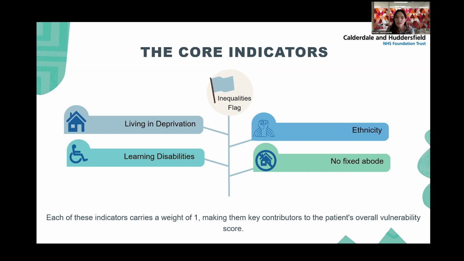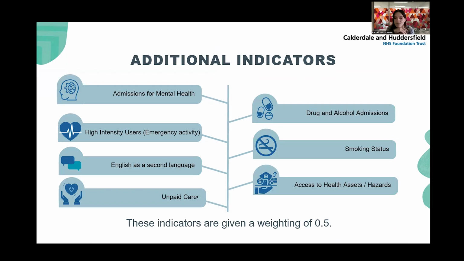Each of these indicators is given a weight of 1 when they're put into the calculation to give the vulnerability score. Next slide, please. But then we also have the ability to include additional indicators as well, and we give these a weighting of 0.5 when they go into the score. So this could include things like record of admissions for mental health or admissions related to drugs and alcohol misuse, smoking, whether someone is a high intensity user.